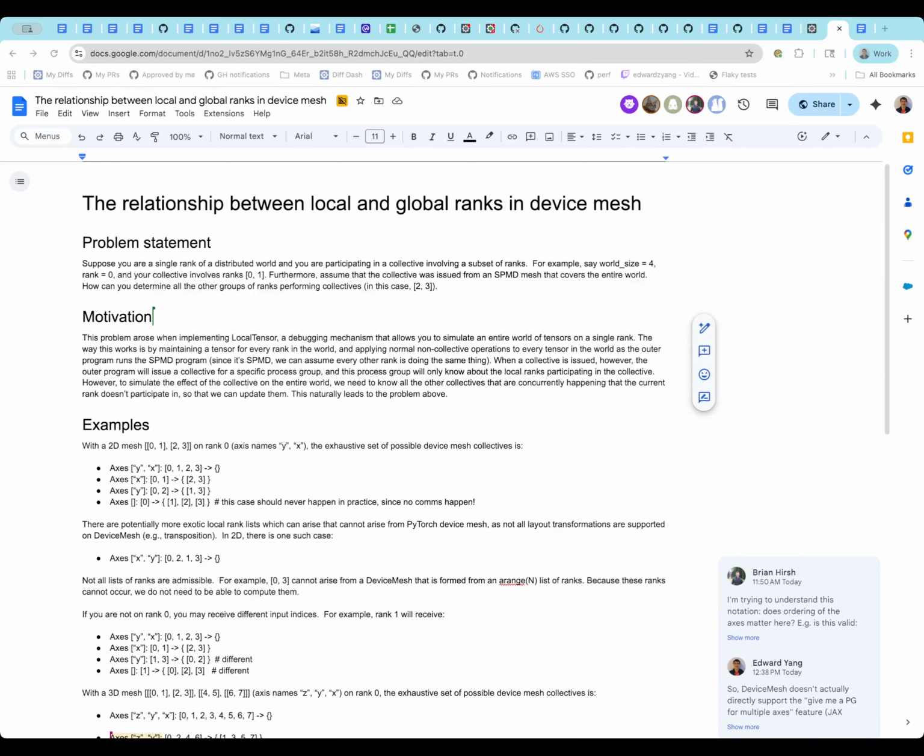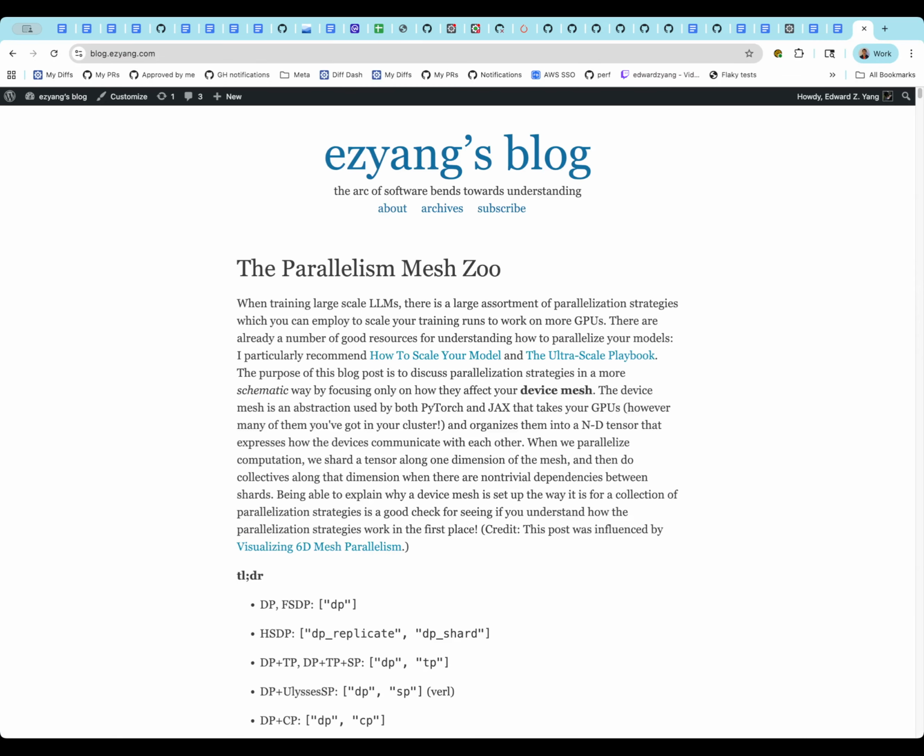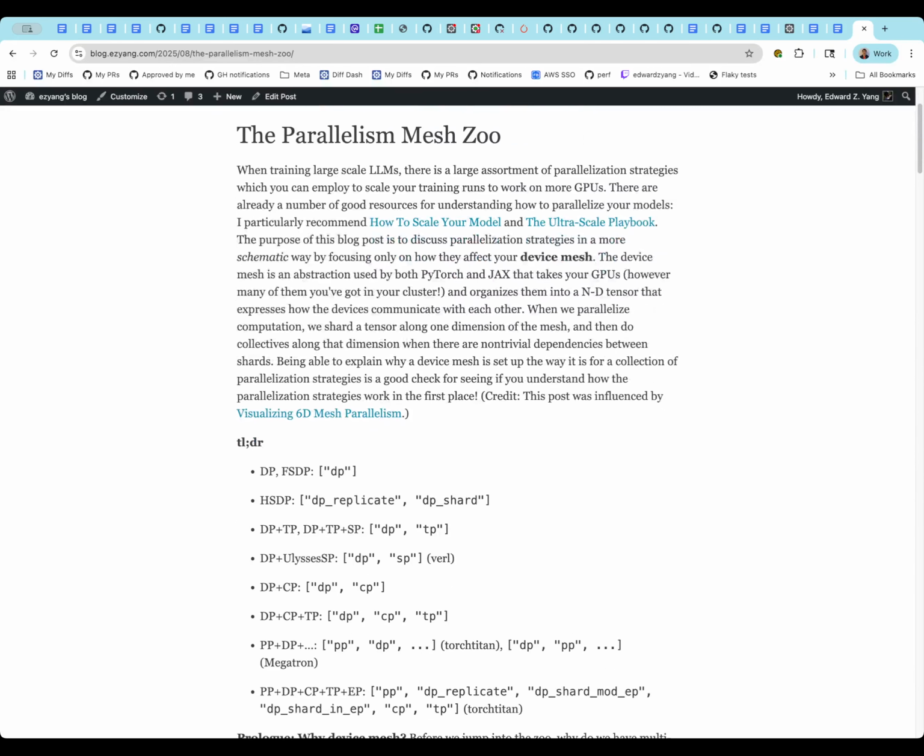So to start things off, let's just talk about what a device mesh is. So I want to just refer to a recent blog post that I wrote called the Parallelism Mesh Zoo, which I think is sort of a high-level description of why we care about device mesh, right? So why do we care about device mesh?